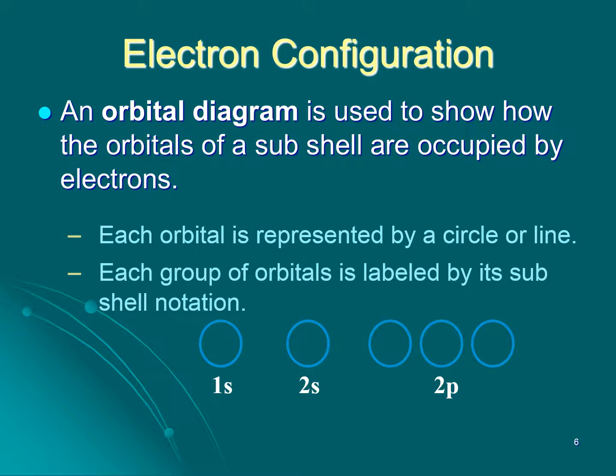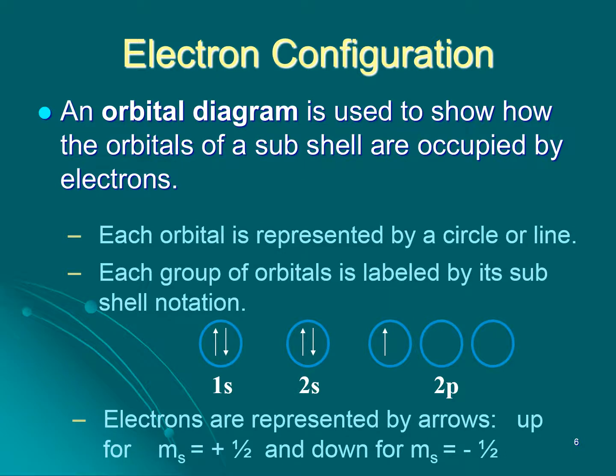The second shell has 2 subshells, the 2s and the 2p. The 2s has just 1 orbital, but the 2p has 3 orbitals, so we represent those with circles there. Then we put arrows in to represent the electrons. Notice that an up arrow represents the positive 1/2, and a down arrow represents the negative 1/2.